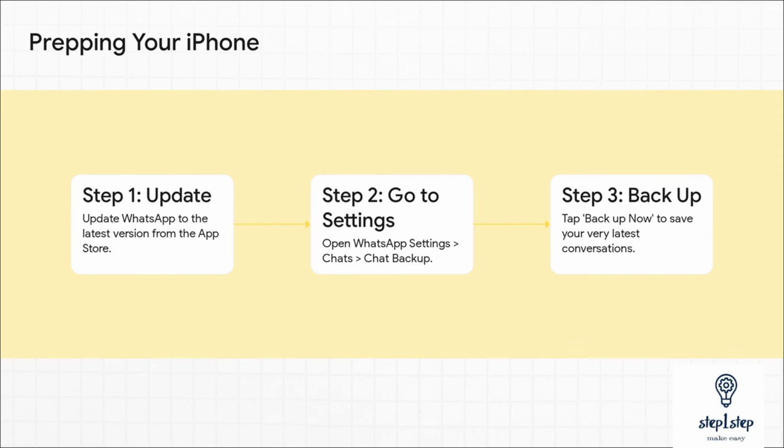First things first, let's get your iPhone ready. Hop over to the App Store and make sure your WhatsApp is updated to the very latest version. This is non-negotiable. Then, open up WhatsApp, go into Settings, then Chats, find Chat Backup, and tap Backup Now. We want to make sure every last message is saved.